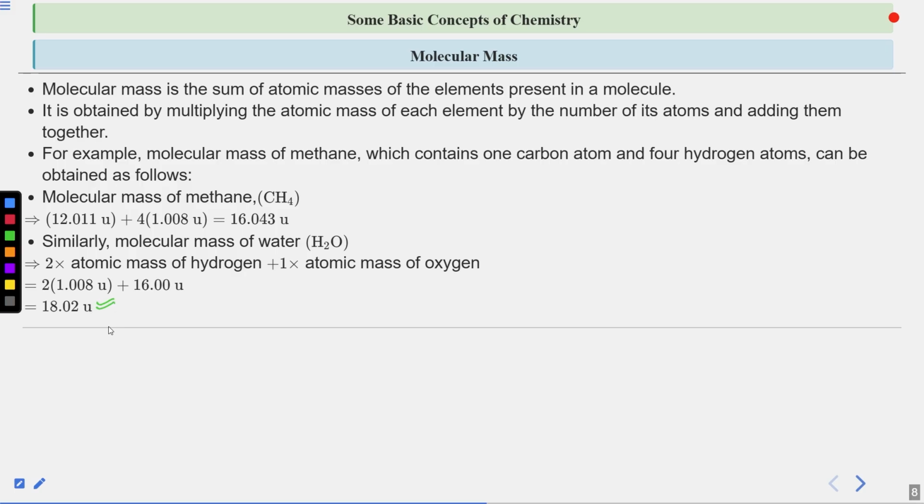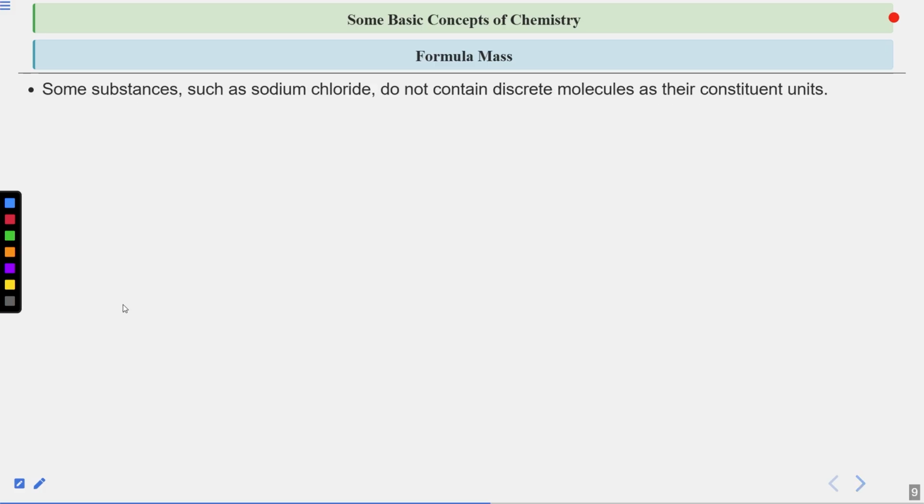Again, I am making you remember that U, or the unified mass, or the atomic mass unit AMU, is the unit of molecular mass and the atomic mass. I hope you are getting the point, because now we will move to the same thing but with a different approach. That is formula mass.